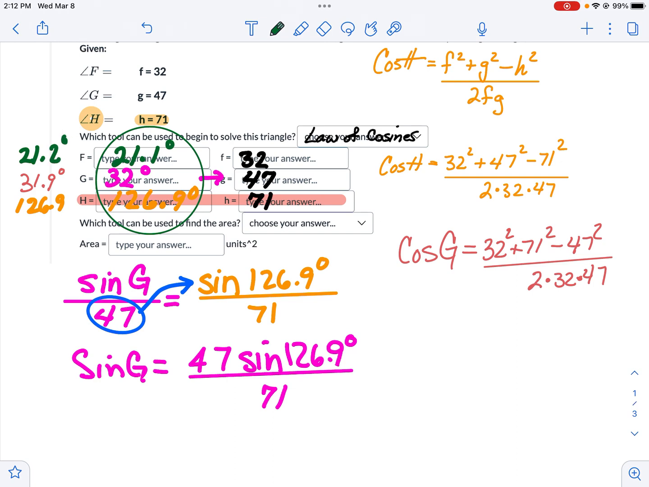And again, both sets of answers should be in there, okay? Either this set of answers should be in Canvas, or the other set of answers should be in Canvas. So at any rate, we have used law of cosines to solve that triangle. All right?